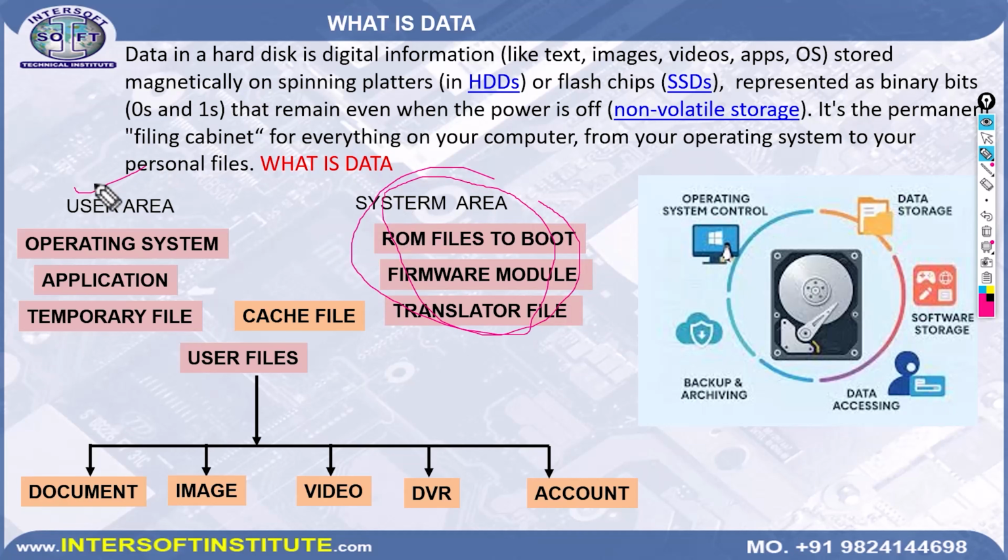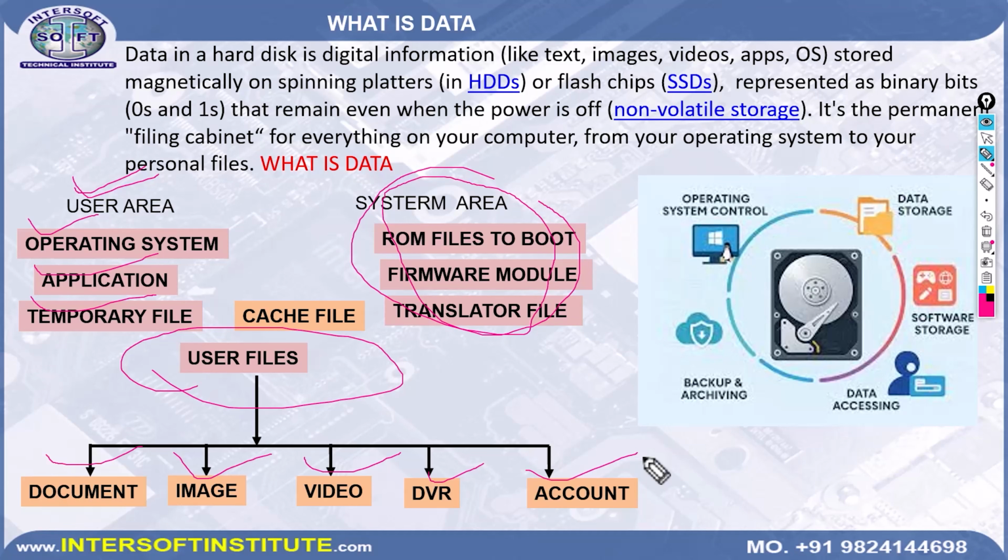Next is the user area. The user area can be accessed by the operating system, applications, temporary files. Then the user's files are documents, images, videos, DVR, accounting, and many more kinds of information. That is very important for the users. Only a person who is a shoot video editor has a maximum of files: videos, MP3s, images. These are all files. Then the accounting software. Then the old history, like grandfather's photos, videos like that. These are the important data.